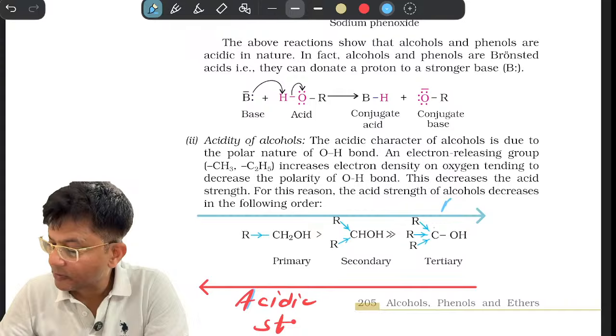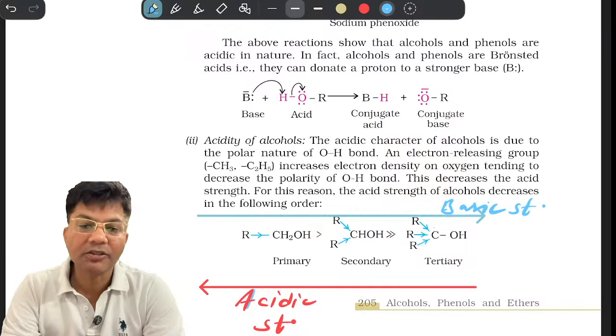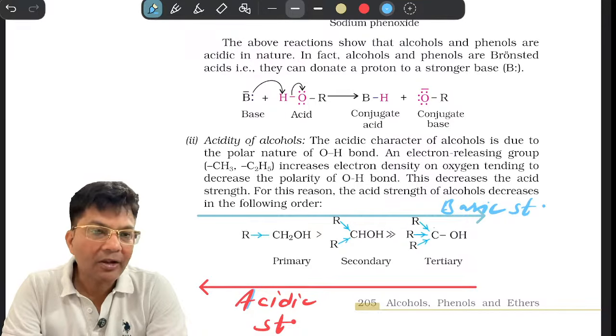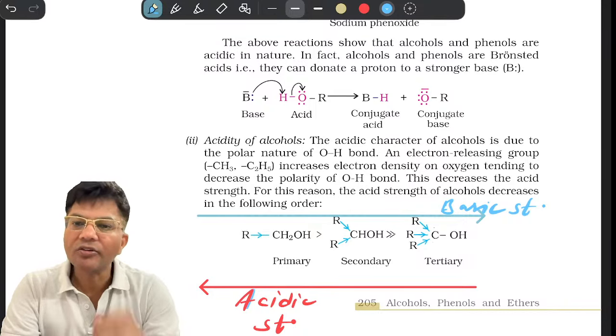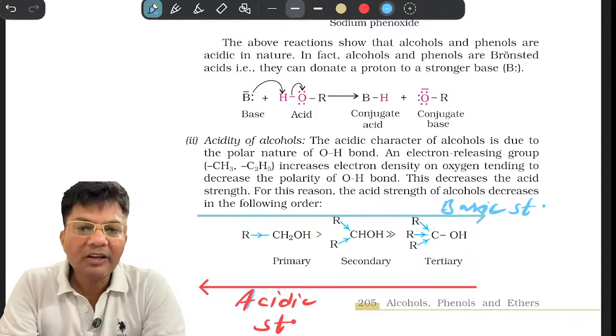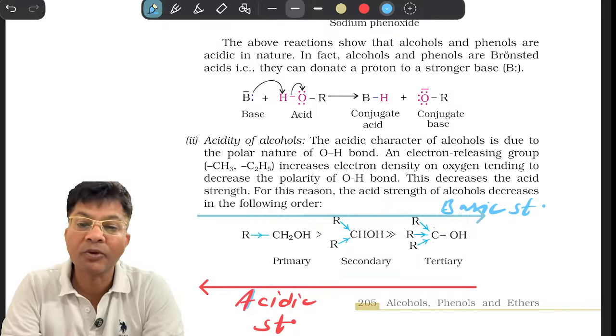Is it clear, kids? Now that's why whenever you do Lucas reagent reaction, then tertiary alcohols react immediately, because you know that Lucas reagent is an equimolar solution of concentrated HCl and ZnCl2. So with the Lucas reagent, which will react fastest, tertiary alcohol. Tertiary alcohol is most basic. But what is the reason?